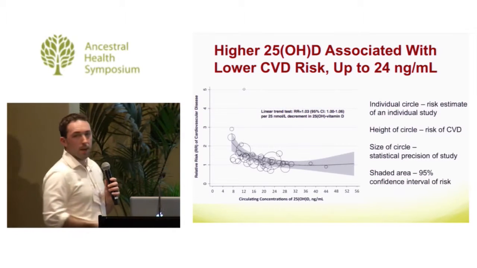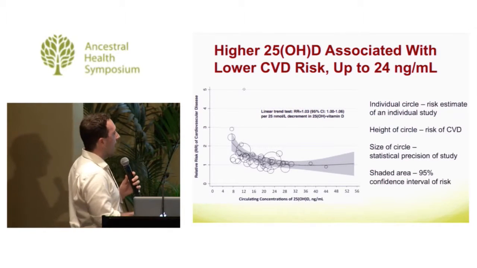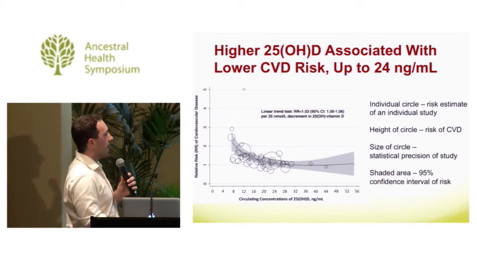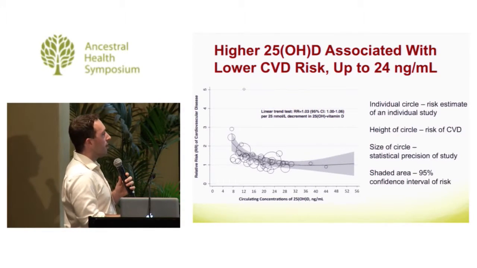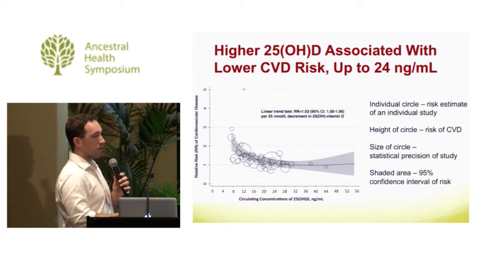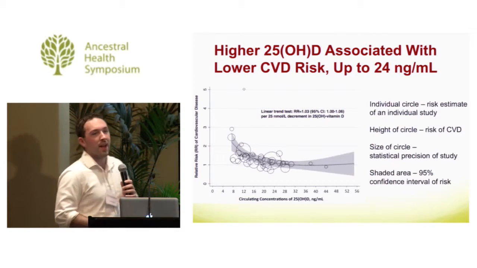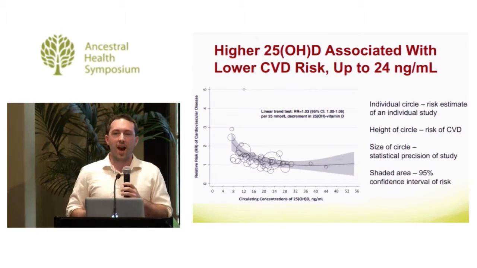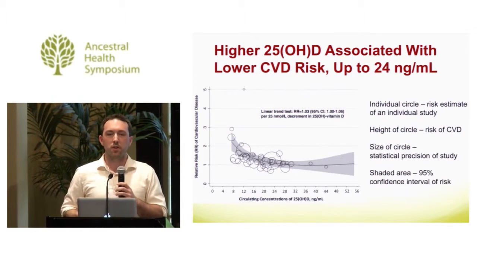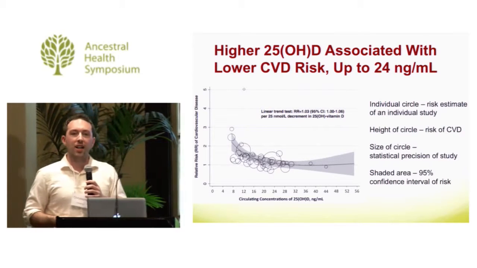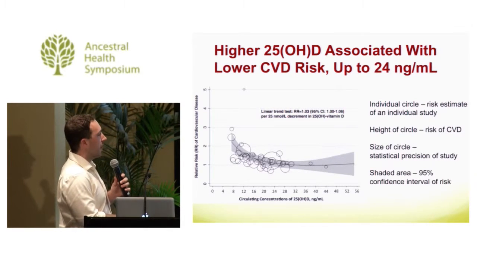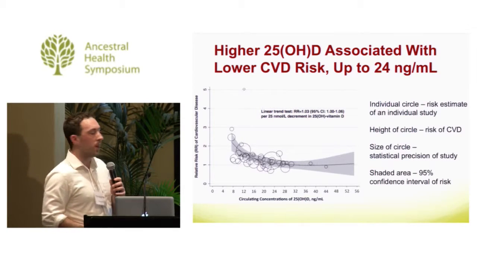And so you can see a couple things from this graph. One is that as we get higher and higher in vitamin D status, there are fewer and fewer of these circles, and the circles that are there are very small. That means that there's not much data in that range. The data that we have are from some pretty small studies with pretty few people actually having vitamin D status that high. Consequently, this shaded area is very large.